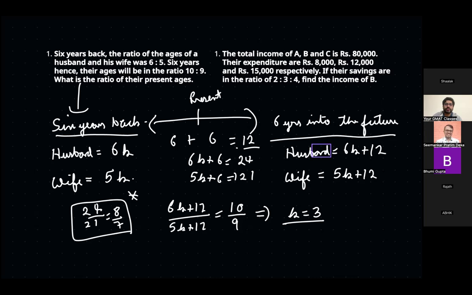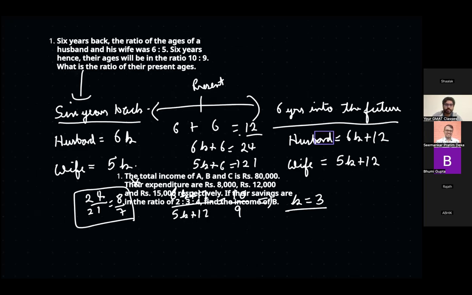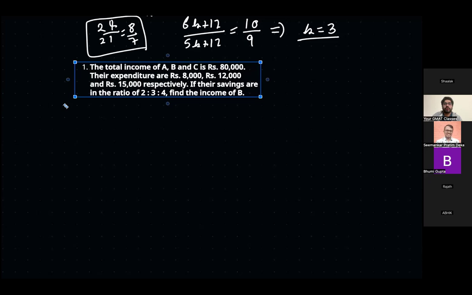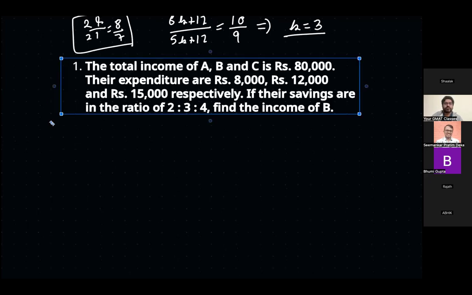Perfect. Let's do the second question. The total income of A, B, and C is 80,000. Their expenditure is 8,000, 12,000, and 15,000 respectively. If their savings are in the ratio 2 is to 3 is to 4, find the income of B.